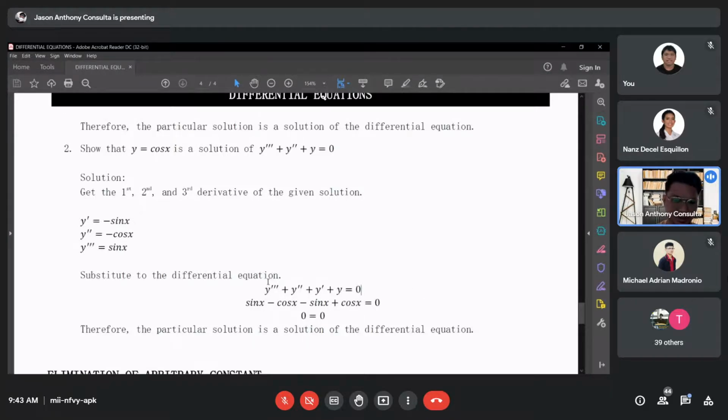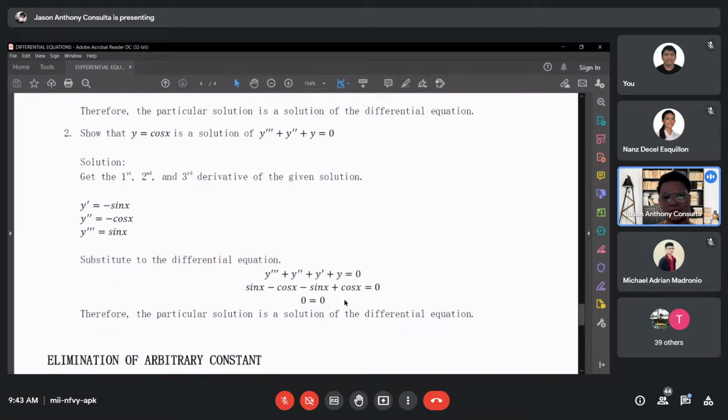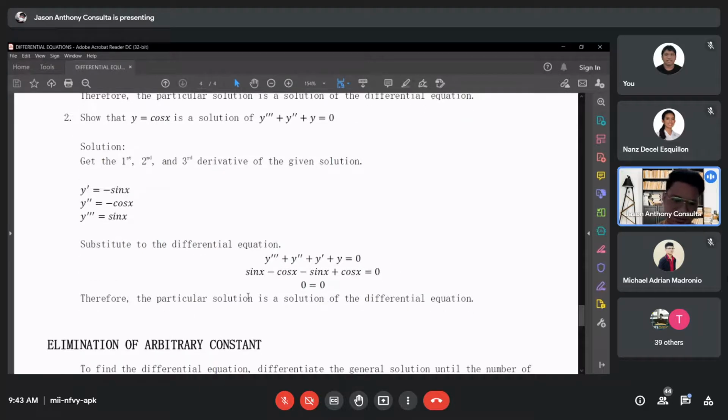So, what is the third derivative? What is the second derivative? The first derivative? And what is y? Y is cosine x. So, 0 is equal to 0. Therefore, the particular solution is a solution of the differential equation.